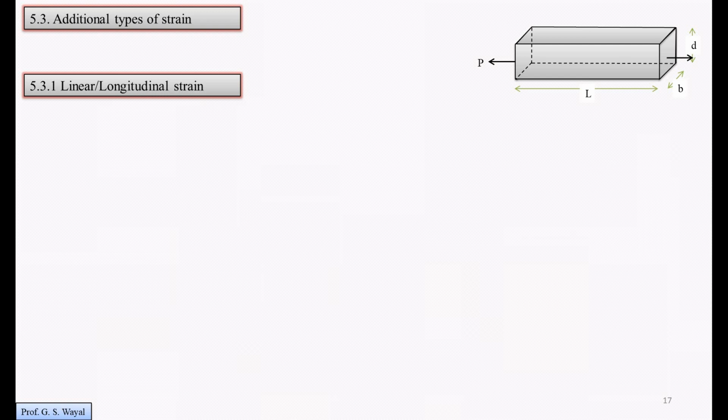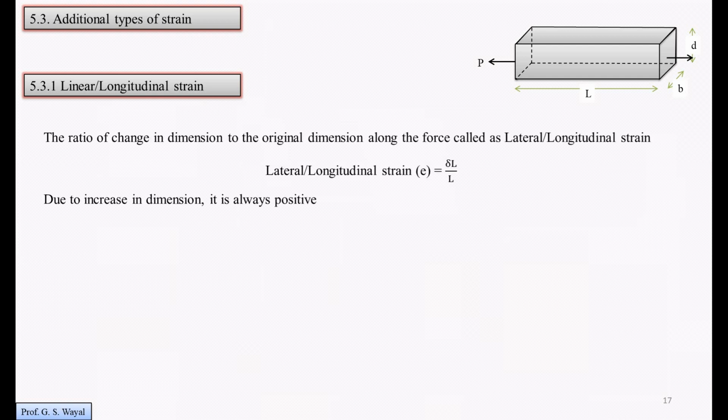But some additional strains we have to consider while calculating some numericals or analyzing a particular member. One additional strain is the linear or longitudinal strain. Linear strain means the ratio of change in dimension to the original dimension along the force.